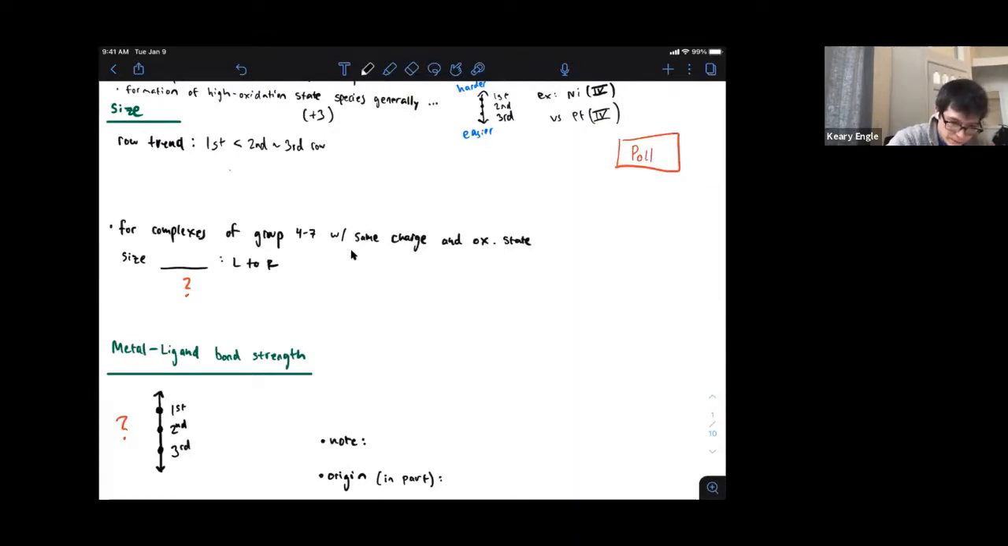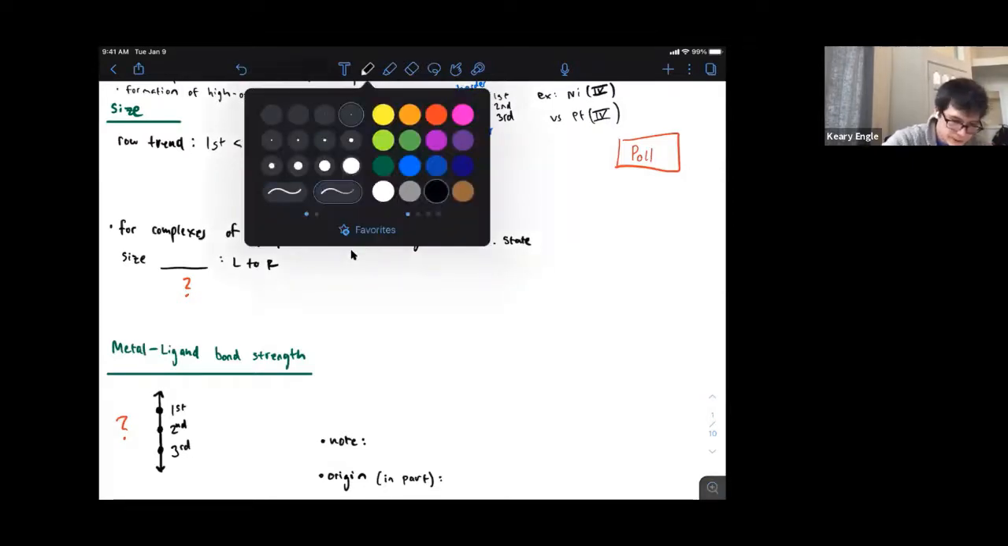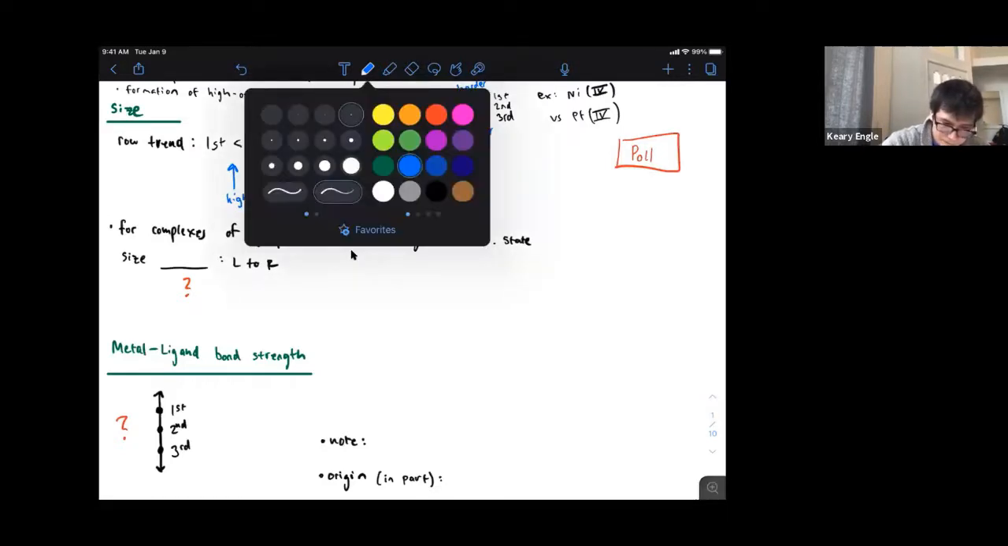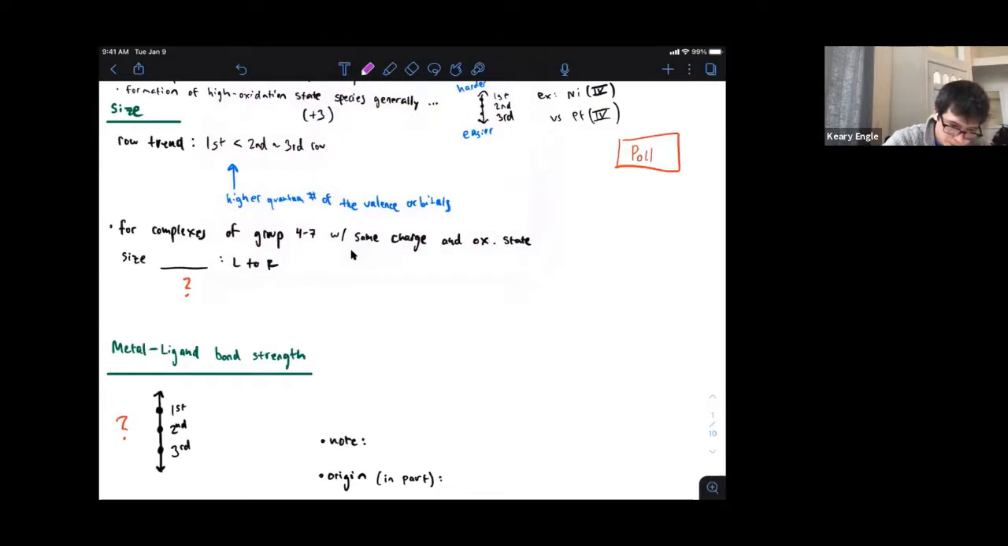And so in going first to second, this follows our standard intuition that we've developed from Gen Chem, which is that size tracks with higher principal quantum number of the valence orbitals. And then this trend breaks down as we move from the second to third row.